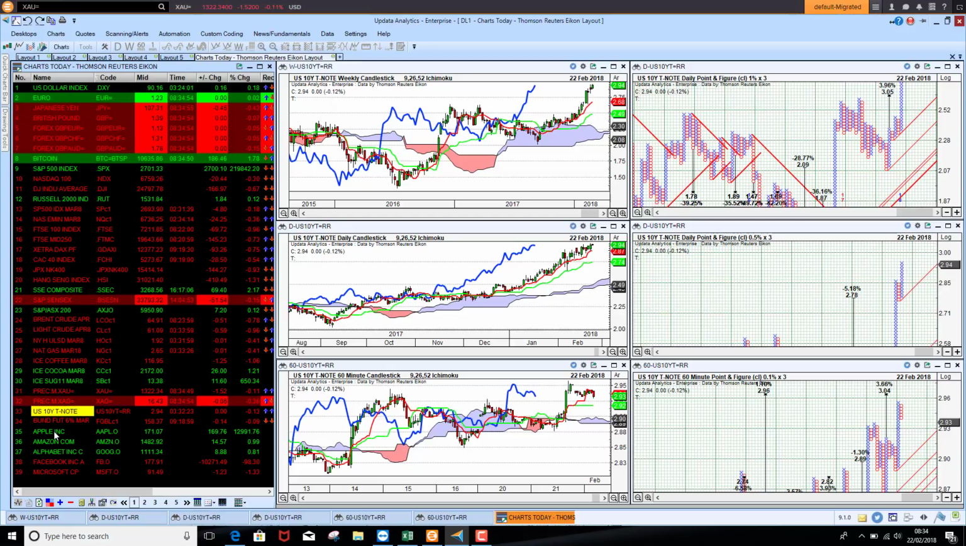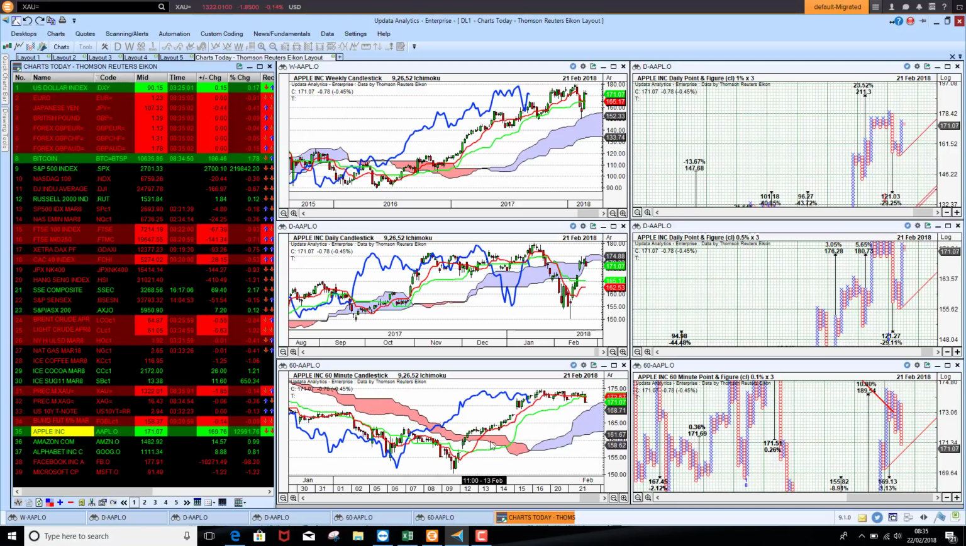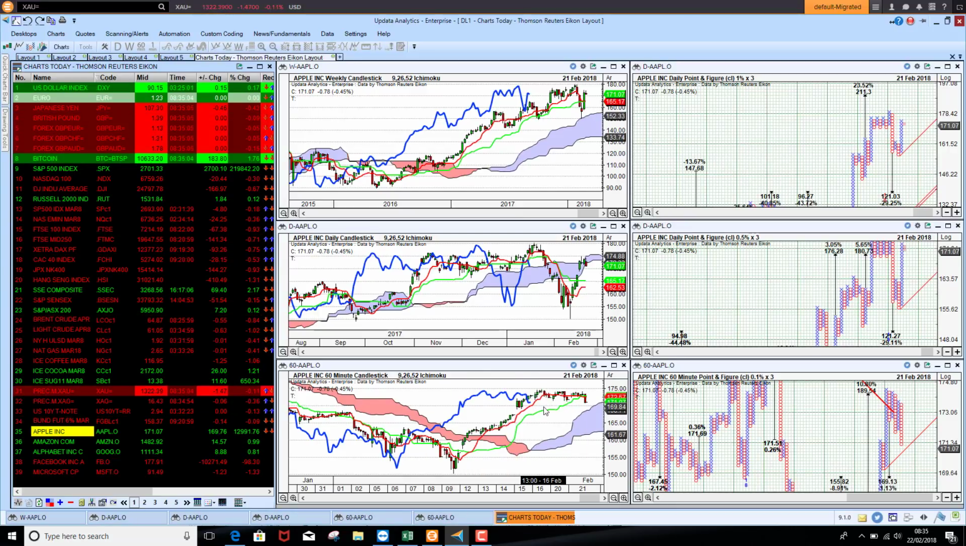So inflation rearing its head in the US, and we're starting to see that clicking through to quite a few markets. Apple is sitting quite strongly here. Bullish on the short-term chart, just flattening out again, just reflecting the market really.